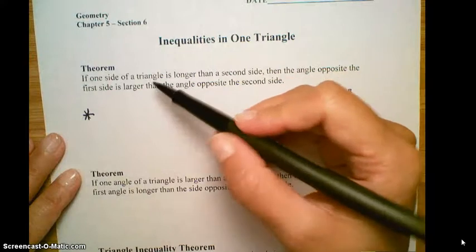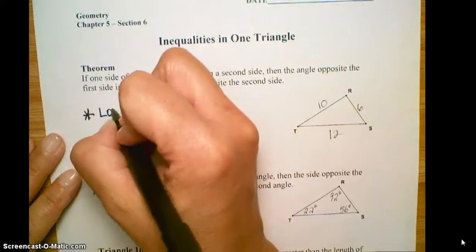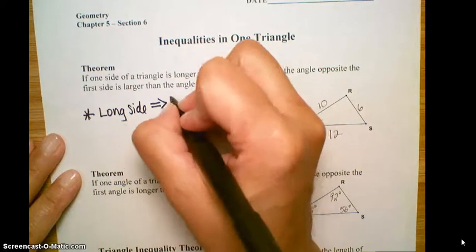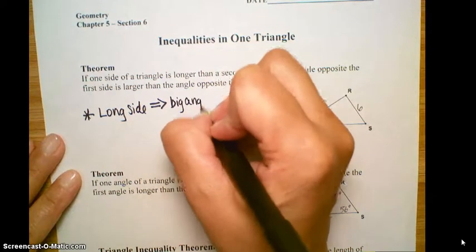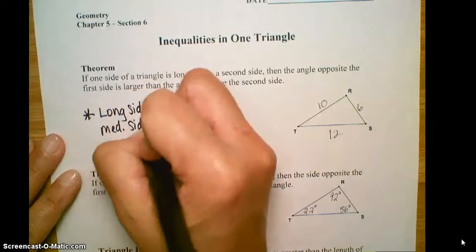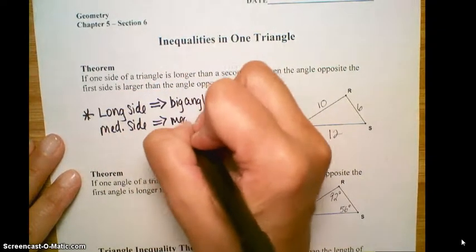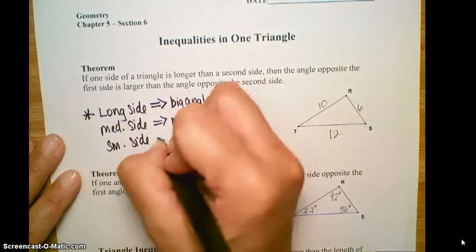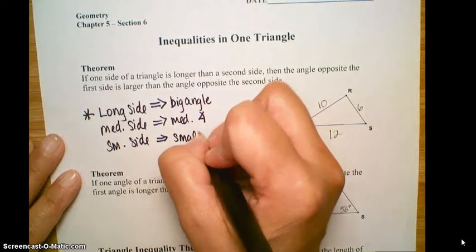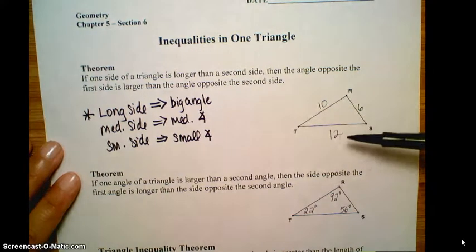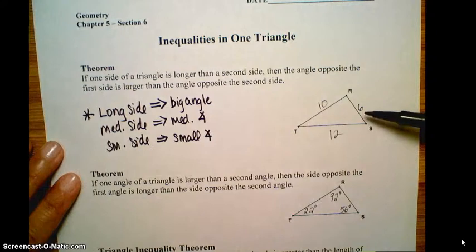If you have a long side, it goes with a big angle. Medium side, medium angle. Small side, small angle. So in this picture, I've labeled the three sides of the triangle with 12, 10, and 6. You should go ahead and label them that way also.